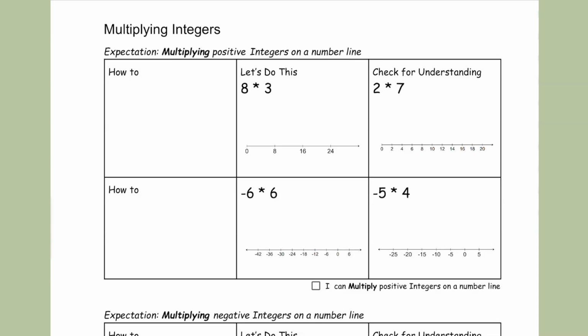Welcome, welcome. Let's begin by multiplying integers. Our expectation for this activity is to multiply positive integers on the number line. So how do we multiply positive integers on the number line?